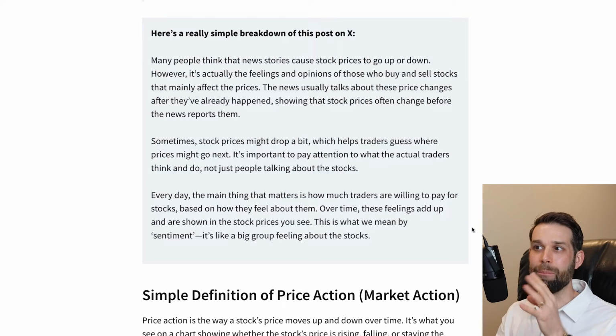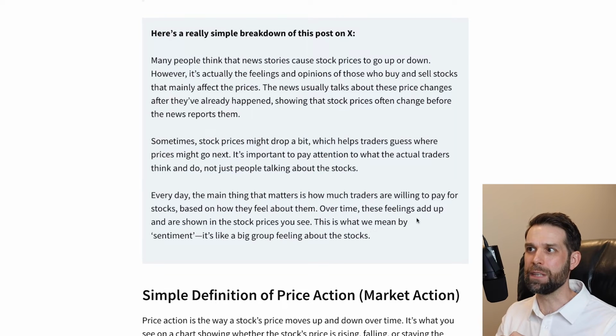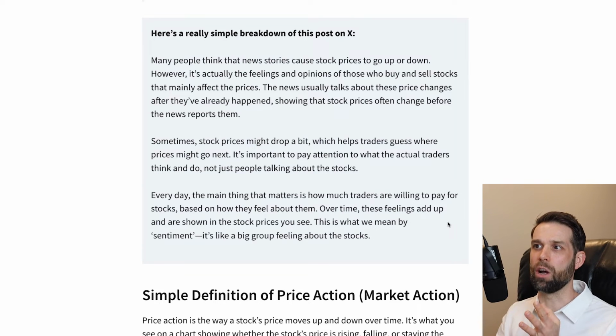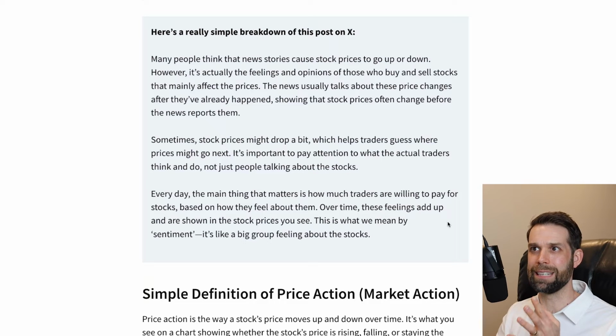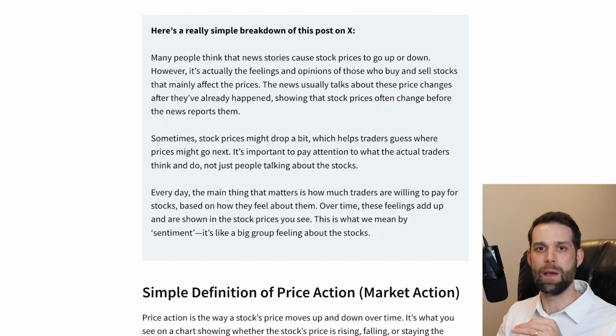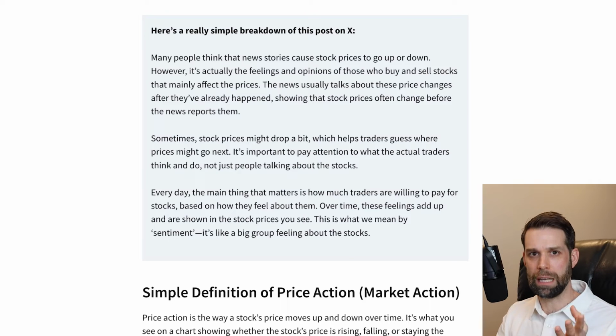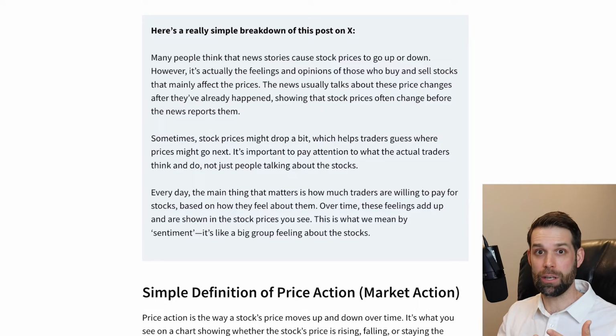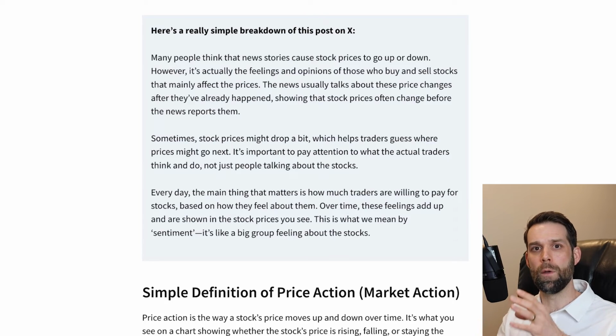So every day, the main thing that matters is how much traders are willing to pay for stocks based on how they feel about them. Over time, these feelings add up and are shown in the stock prices you see. That's what we mean by sentiment. So I think the general consensus is that, sure, there might be some news events that can affect the stock, but they're rare. And for the most part, everything is stated in the price. The market's efficient. And as a beginner especially, it's probably better to just trade based on the price action and not have any bias based on external factors like news reports and things of that nature.